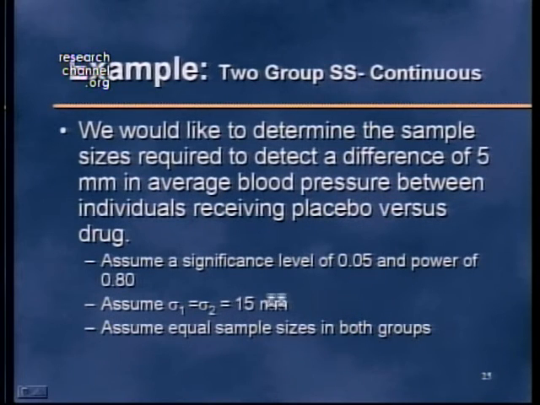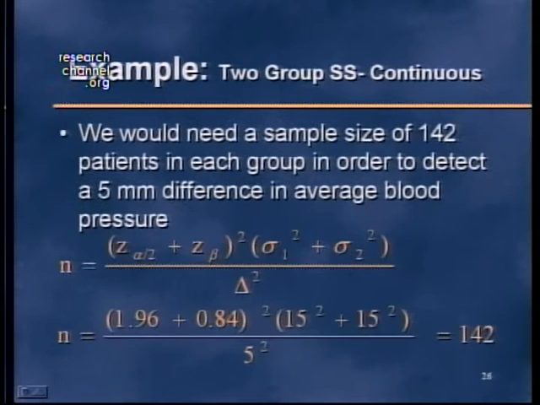Suppose we also knew from a previous study that we could assume standard deviations in blood pressure of 15 millimeters in both groups, and suppose that we would like equal sample sizes. So how would we use this formula to calculate sample size?